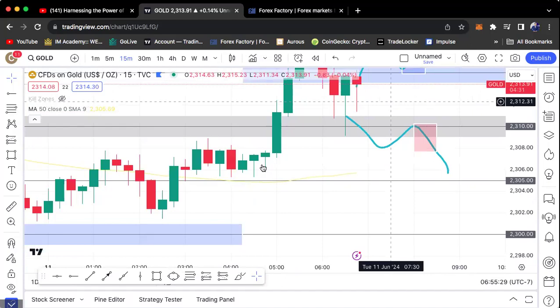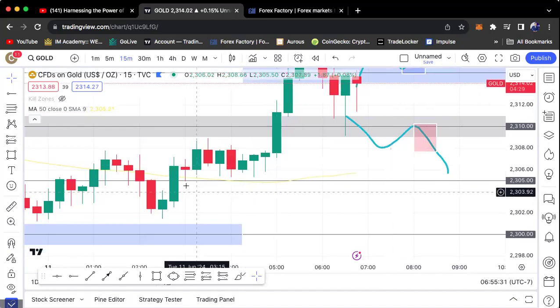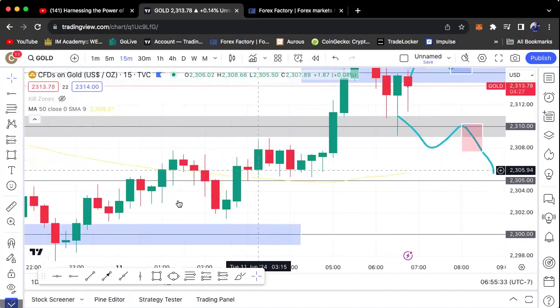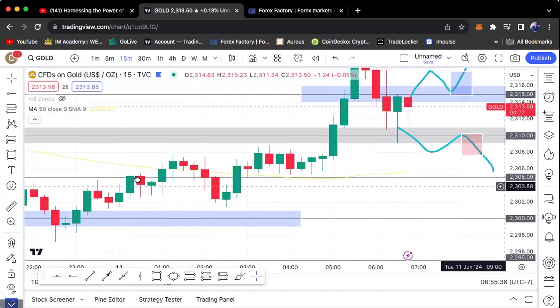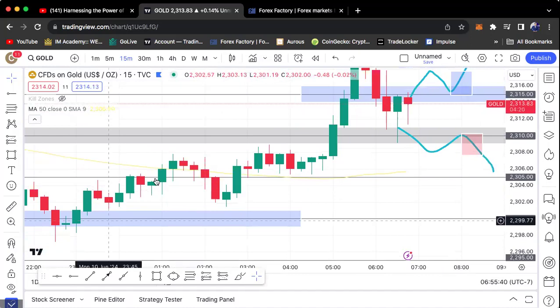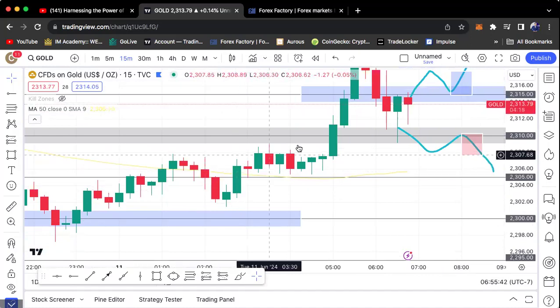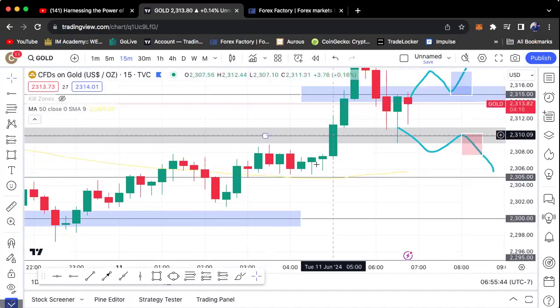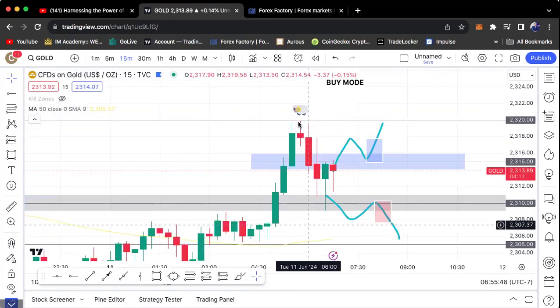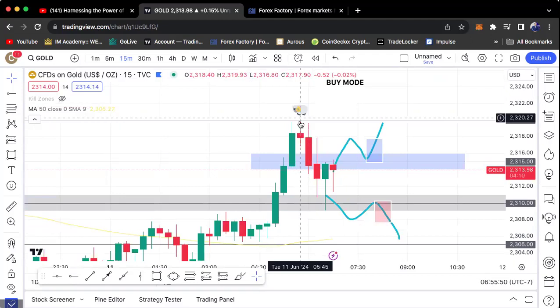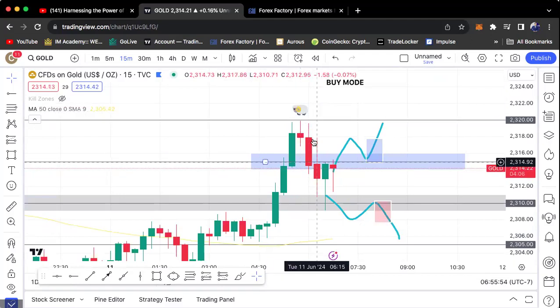So all these wicks indicate money from all the buyers, from all the buy orders. You see how price is pushing up, because this is from all the buyers, all the buy orders that entered the market, and it's pushing price up. And now sellers came in up here. When it reached this level, sellers came in and pushed price down.